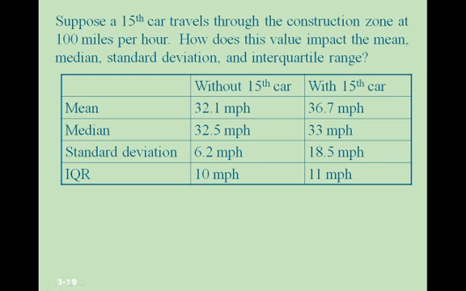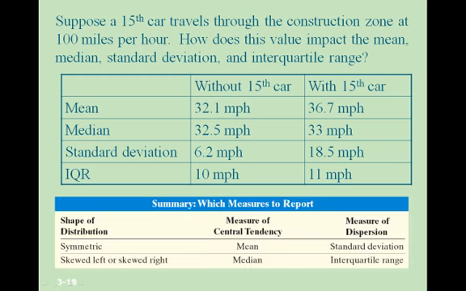In the second column, we see what happens to those values when we add this 15th car traveling at such a high speed. So remember when we were talking about resistant measures, the median and the IQR were not affected very much by this extra extreme value, but the mean and the standard deviation were. So those two were not resistant. However, the median and the IQR were.